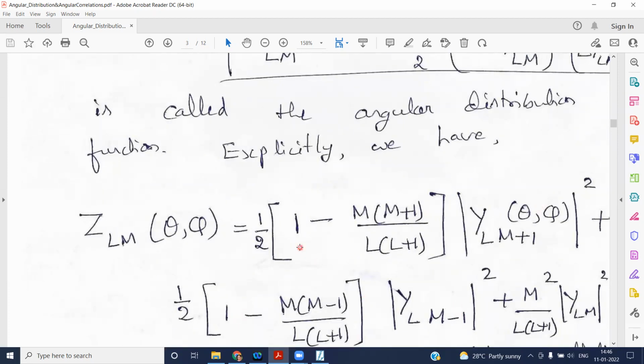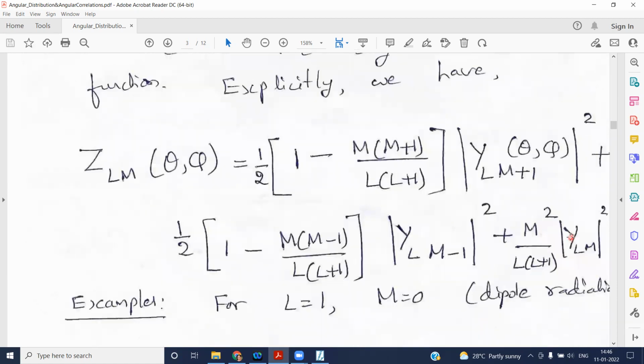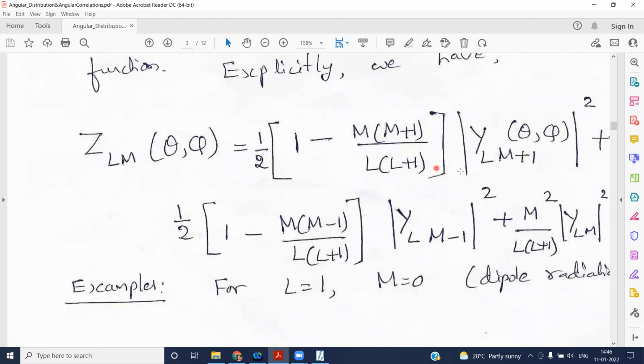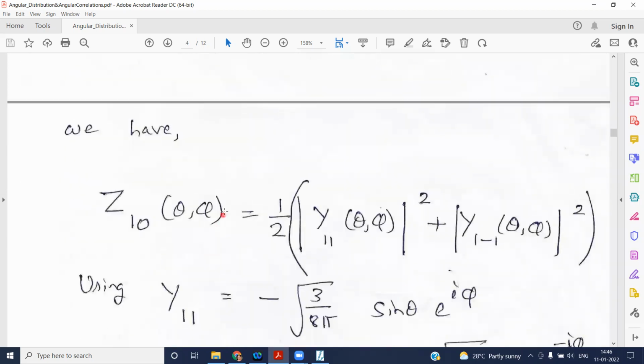I simplify what is L YLM acting on L YLM. That is given by half into 1 minus M into M plus 1 divided by L into L plus 1, times YL M plus 1 of theta phi mod square. This is the expression that I am writing. Please remember this for now so that you have problems which you can simplify. Suppose I say a radiation has L equal to 1 and M equal to 0. We call this a dipole radiation with M equal to 0. So if I check it, what is Z10 of theta phi?